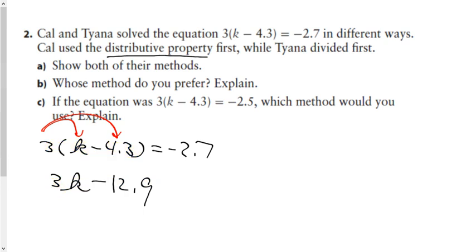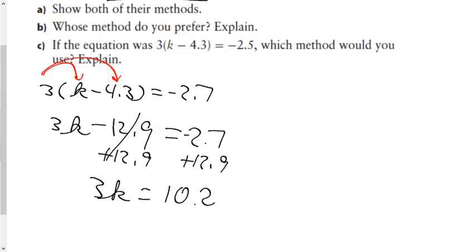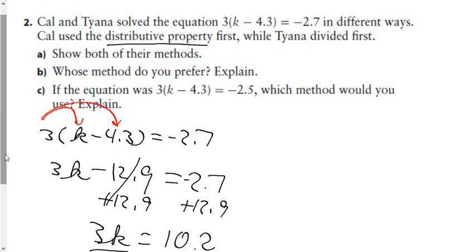Okay, so once we have that, Cal would have then had negative 2.7. And of course, from this point forward, we're just going to add 12.9 to get rid of the constant, to get 3k equals 10.2, and then we're going to divide both sides by 3 to get k equals 3.4. So by using distributive property, it keeps it pretty straightforward, especially when we're dealing with decimals. When would this probably not be as easy? Instead of having decimals as our constants and our coefficients, if we had fractions, this might not be the easiest way to go. But Tiana decided to divide first.